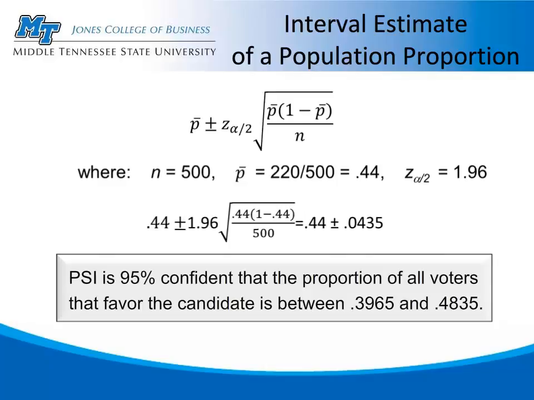Now we're going to add that and subtract that to the sample value, the 0.44. Now when you add it, you get 0.4835. When you subtract the margin of error from the 0.44, you get 0.3965. But we're 95% confident that the proportion of all the voters that favor this particular candidate is between 39.65% and 48.35%.